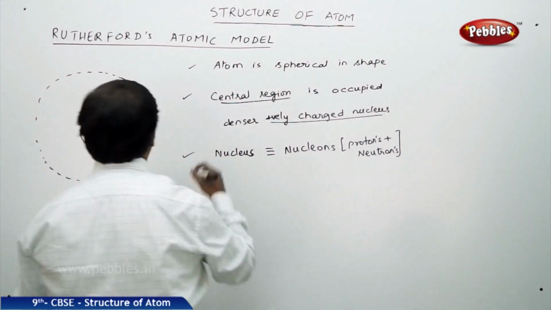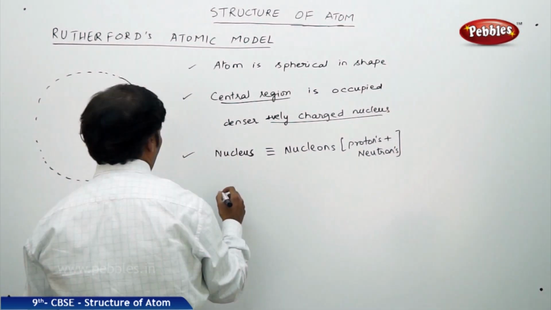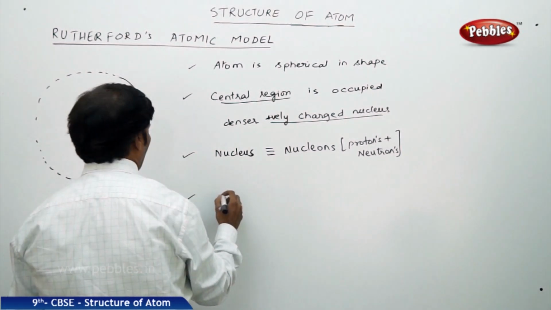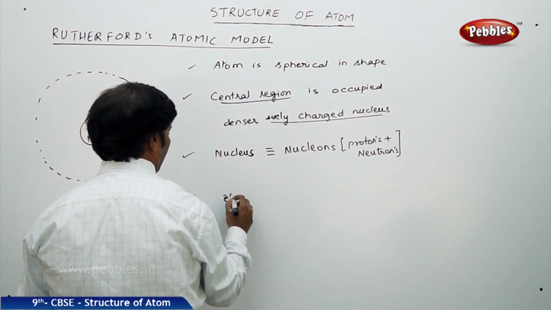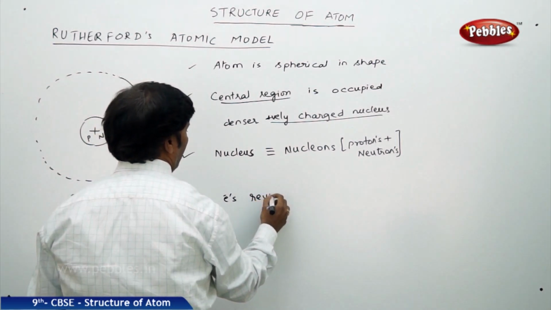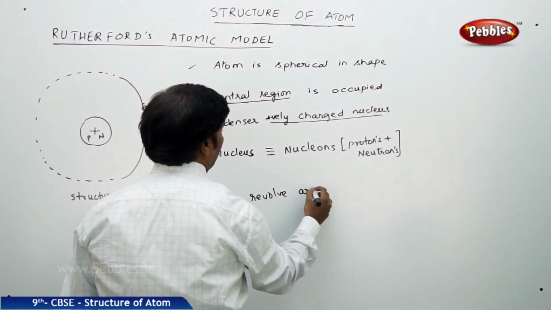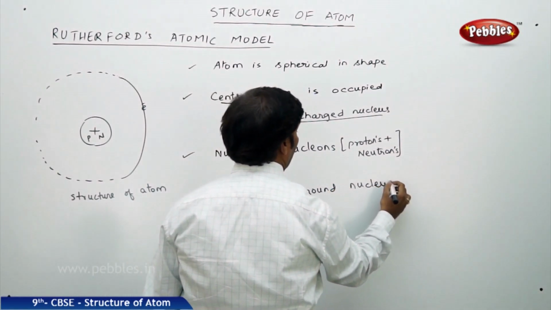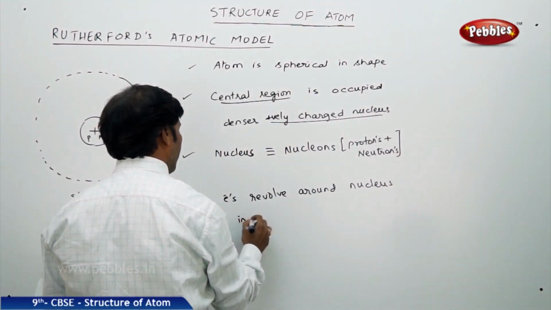And the surrounding nuclear region has circular paths. Electrons revolve around the positively charged nucleus in circular paths.